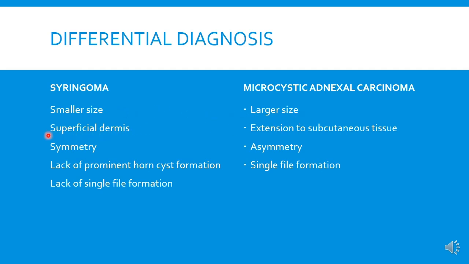Syringoma is usually present in the superficial dermis, whereas microcystic adnexal carcinoma is highly infiltrative and extends to the subcutaneous tissue also. Syringoma is symmetrical, whereas microcystic adnexal carcinoma is asymmetrical. There is a lack of prominent horn cyst formation and single file formation in syringoma, whereas single file formation is rampant in microcystic adnexal carcinoma.